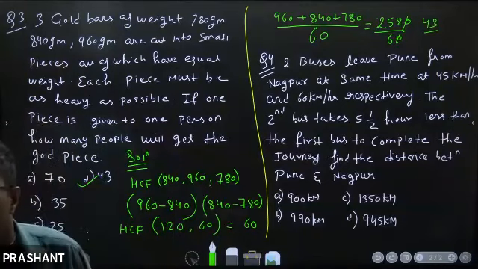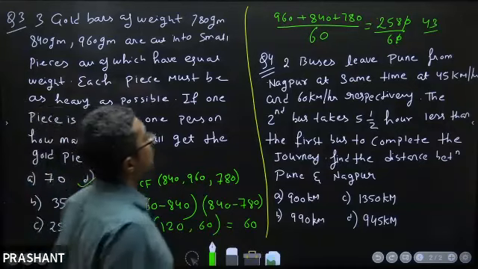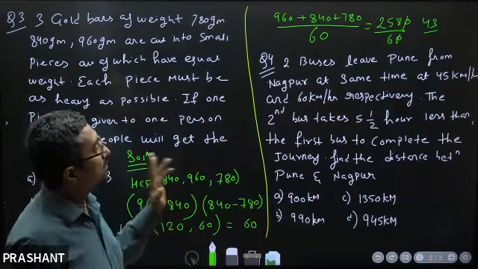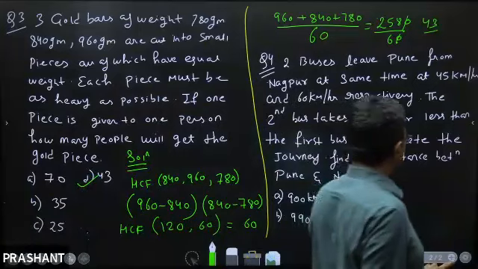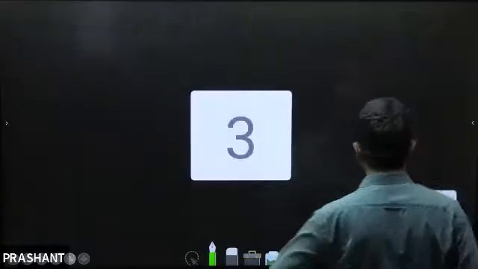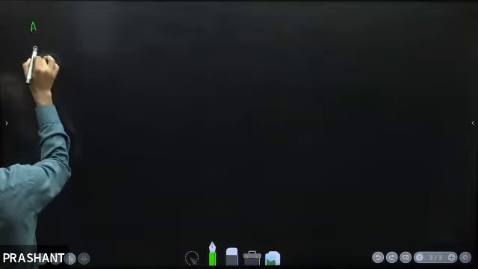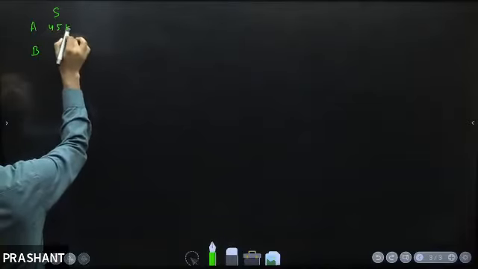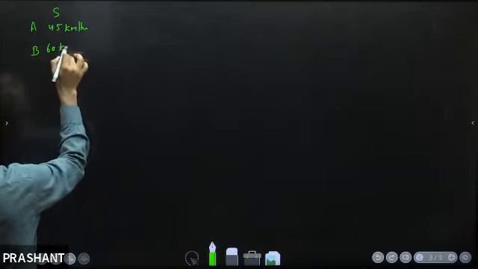Yes, one answer I got. Anyone else? तो यहाँ पर देखो कैसे करेंगे. 2 buses leave Pune from Nagpur at the same time at 45 kilometer और एक है 45 में और एक 60 किलोमीटर है. मतलब 2 buses है A और B. एक A बस है और एक B बस है. तो स्पीड कितना है 45 किलोमीटर per hour and another one is 60 kilometer per hour.